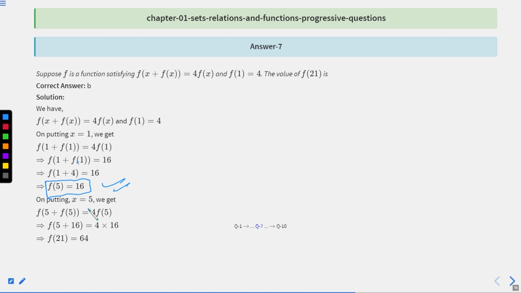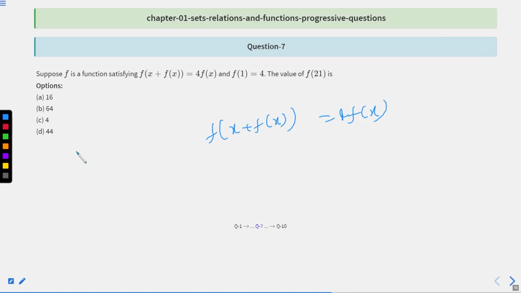Now let's put x equal to 5. Clear? So when we put x equal to 5, f(5 + f(5)) = 4 times f(5). So what is f(5)? 16. So 4 times f(5) is 64. So f(21) comes out to be 64. Right. So the correct answer will be 64. Option B is the right choice.